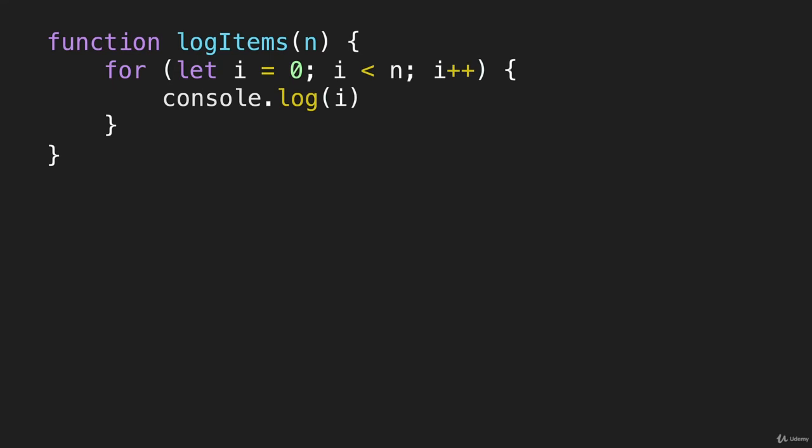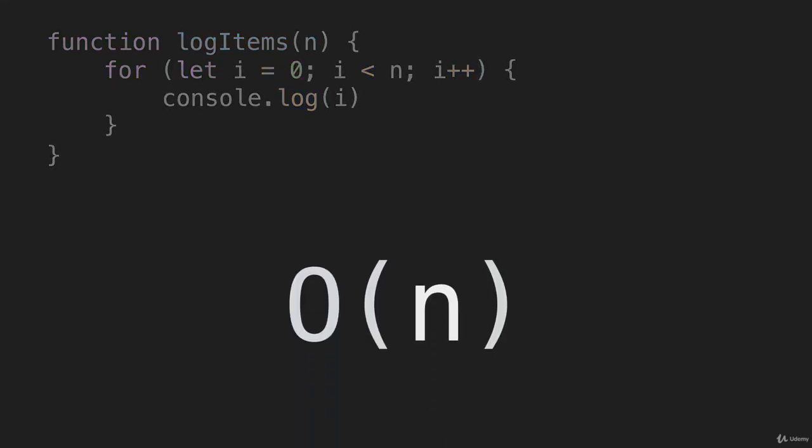So this is an O of n operation. So to put it another way, we pass the function the number n, and this ran n times. So we passed it a 10, and it ran 10 times. It output 10 things. That's what O of n is. So let's take a look at this on a graph.